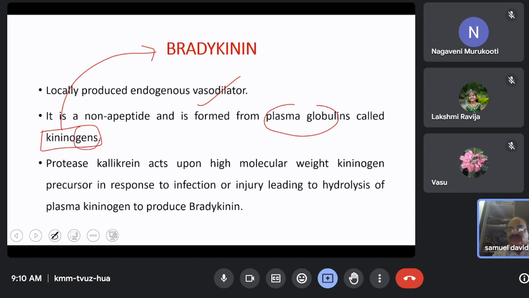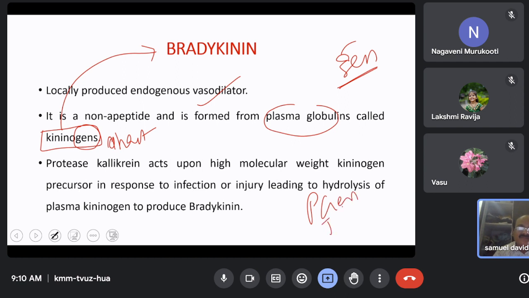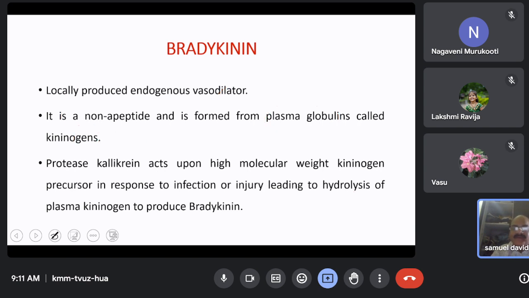Whenever you come across a suffix "gen", you can come to a conclusion that it is an inactive one. For example, pepsinogen, trypsinogen. So where "gen" is added, pepsinogen is inactive. When it gets activated, it forms pepsin. Likewise, trypsinogen is inactive, which gets activated to produce trypsin. Likewise, kininogen is inactive, which gets activated to produce kinin or bradykinin.